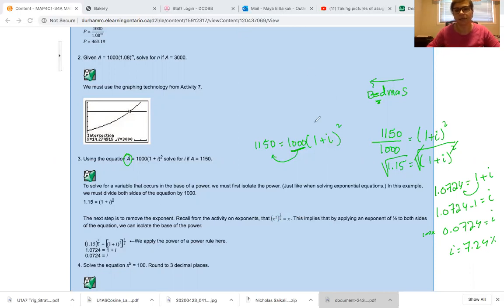So this is going to take some practice to actually solve for i. This is probably one of the hardest ones of them.